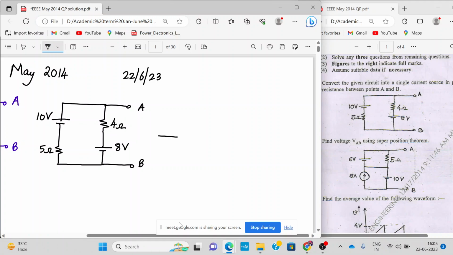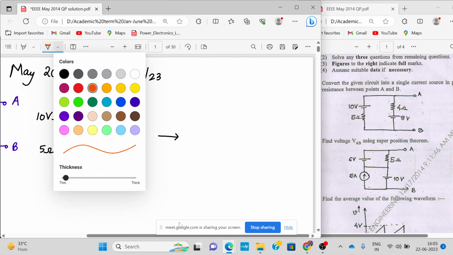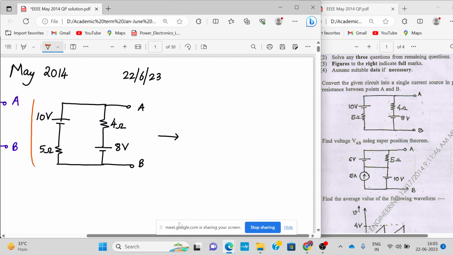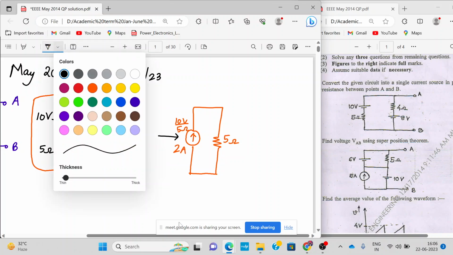Sir, voltage transformation, sir. Yeah, correct. So probably we are going to be transforming this voltage source in series with a resistance into a current source, right? So this current source will come, parallel resistance will come. What is the value of this resistance? 5 ohm only. What is the value of the current source? This 10 volt divided by 5 ohm. Okay, the value of the current source is 10 volt divided by 5 ohm. That will be 2 amperes. I hope I am right.